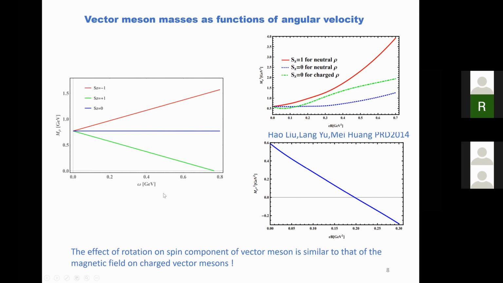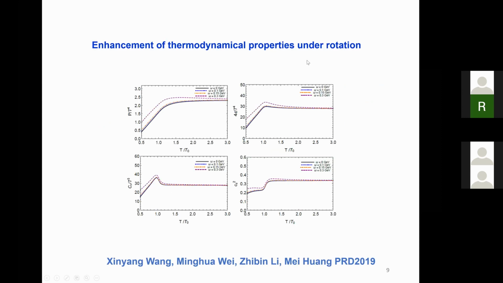And also for thermodynamical properties, we also investigated this in the framework of the NJL model, and we see that with the increase of angular velocity, we can see the enhancement of the thermodynamical properties. For example, pressure density and energy density and so on.